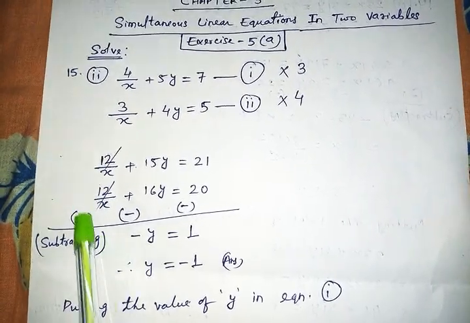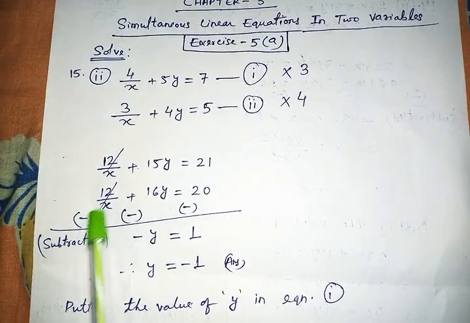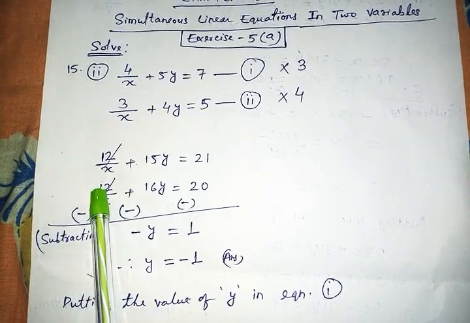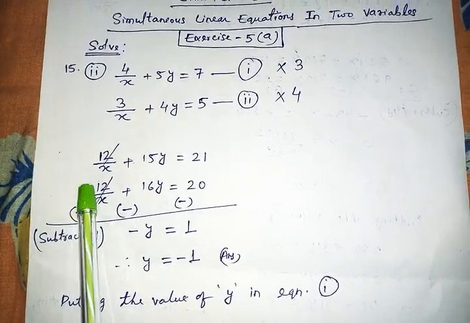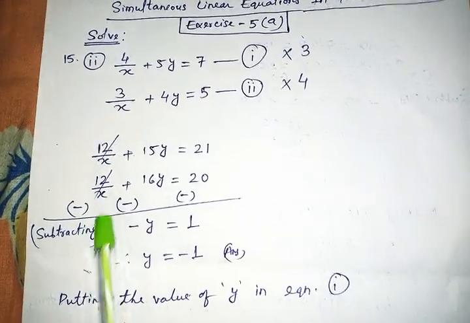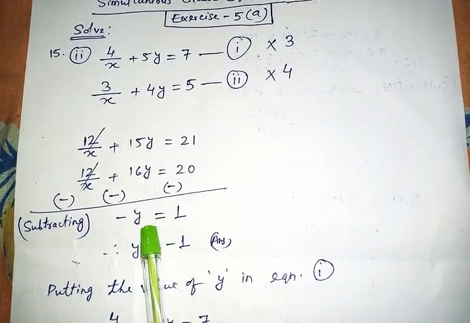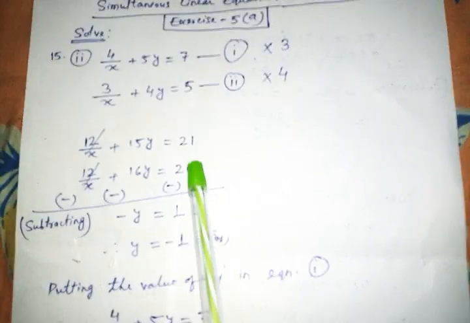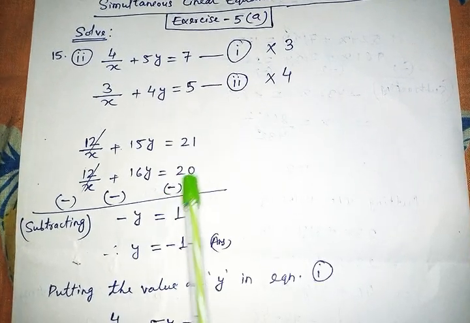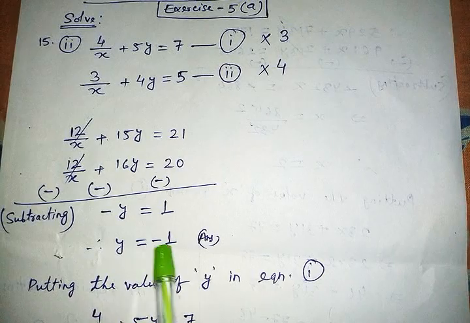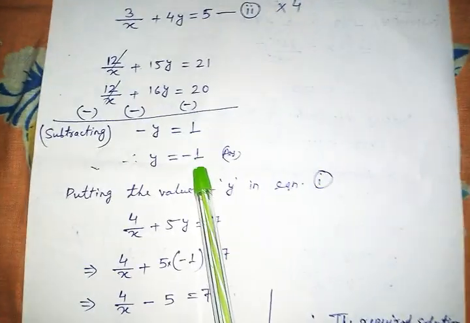After subtracting, what happens? This plus becomes minus, and this plus becomes minus. Had it been minus here, we would get plus, but here it was plus, so we got minus. And now this got cancelled. 15y minus 16y is minus y, and 21 minus 20 is 1. But we have to find the value of y, so the minus goes to that side, so the value of y is minus 1.